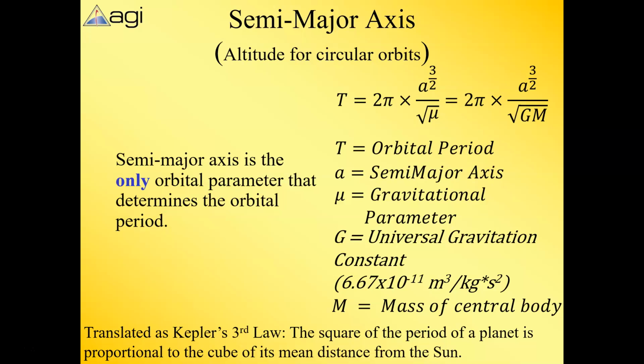It's kind of interesting to note that this relates to, and we'll talk about it again at the end, Kepler's third law, which says that the square of the period of a planet is proportional to the cube of its mean distance from the sun. And that's kind of how we came up with this. Those words are kind of confusing, so I will show you a graphic later about what that means.